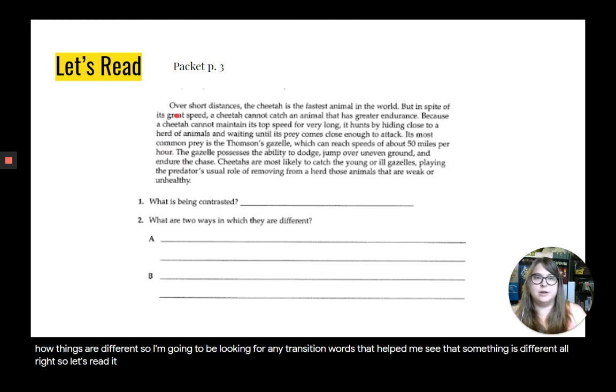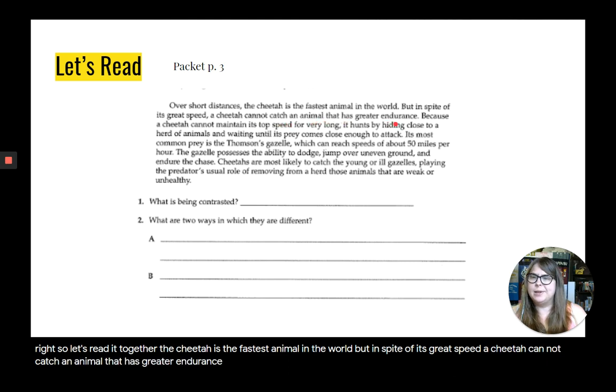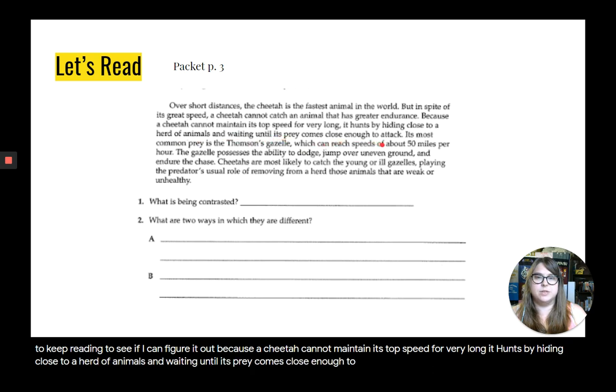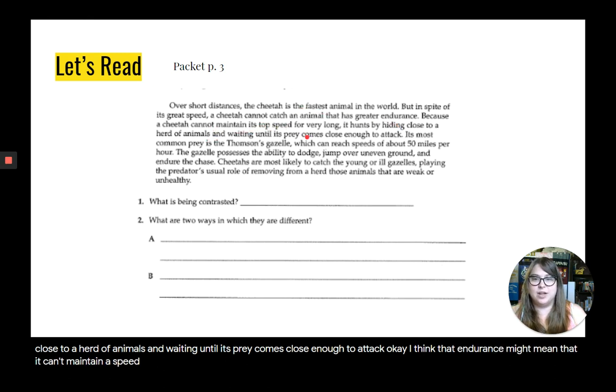All right, so let's read it together. Over short distances, the cheetah is the fastest animal in the world. But in spite of its great speed, a cheetah cannot catch an animal that has greater endurance. Now that's a good word. What does endurance mean? I'm not quite sure, so I'm going to keep reading to see if I can figure it out. Because a cheetah cannot maintain its top speed for very long, it hunts by hiding close to a herd of animals and waiting until its prey comes close enough to attack. Okay, I think that endurance might mean that it can't maintain its speed for very long, so it can run fast, but not for very long.